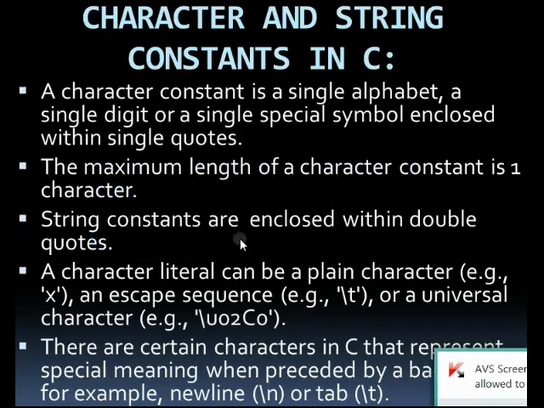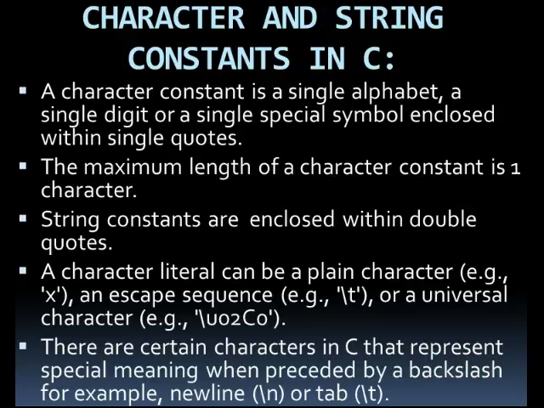Next we're going to talk about character and string constants. A character constant is a single alphabet, digit, or special symbol enclosed within single quotes, and its maximum length is 1. String constants are enclosed within double quotes. A character literal can be a plain character, an escape sequence, or a universal character. There are certain characters in C that have special meaning when preceded by a backslash. For example, \n is a new line, or \t is a tab.